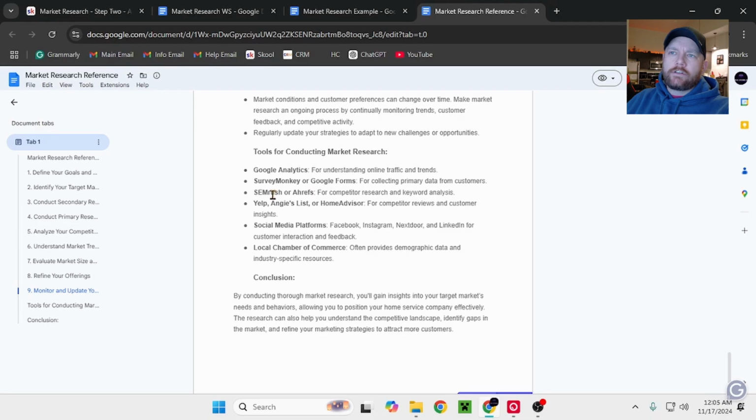And then SEMrush and Ahrefs for competitive research and keyword analysis, right? These ones are great for your competitors. These are great to get all the analytics you need for your competitors. And then Yelp and stuff, looking at the reviews, looking at the insight from the customers, what they like, what they don't like. Social media platforms, obviously, we know those ones: Facebook, Instagram, Nextdoor, LinkedIn. They're all great for market research, reviews, advertising, things like that.